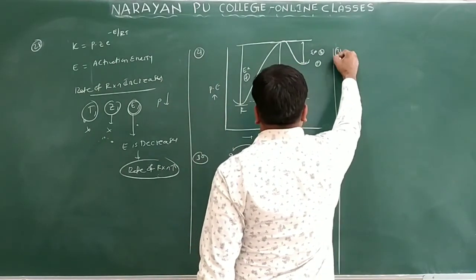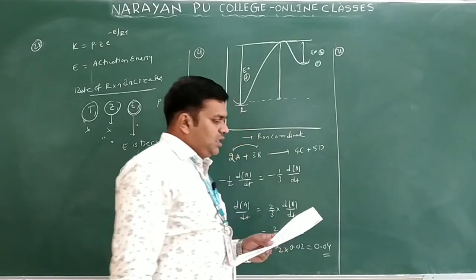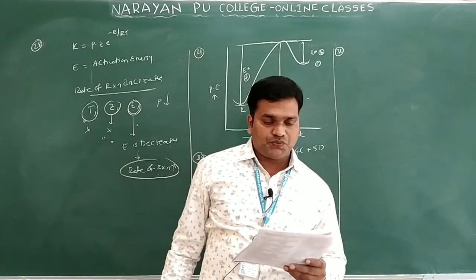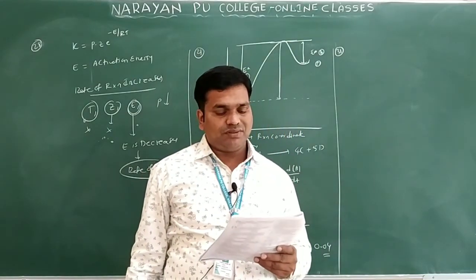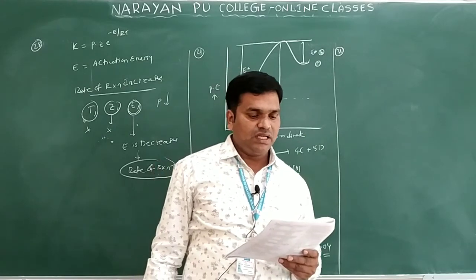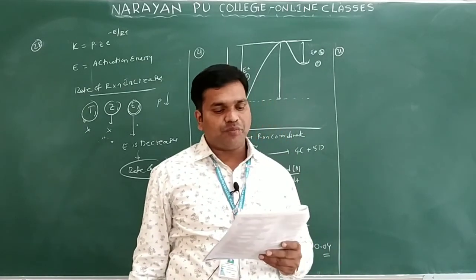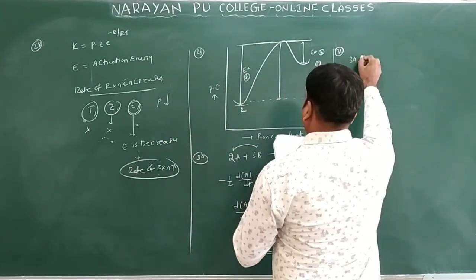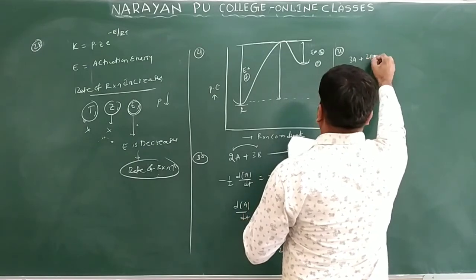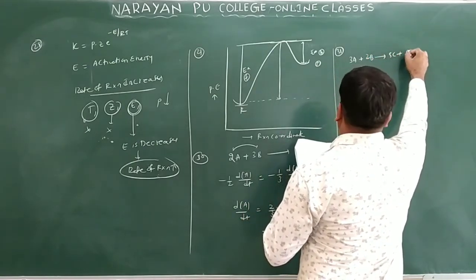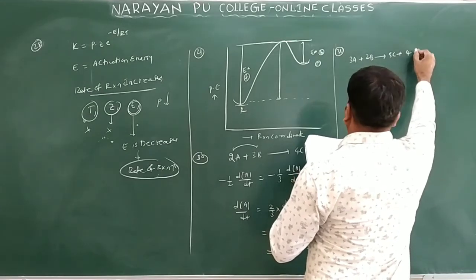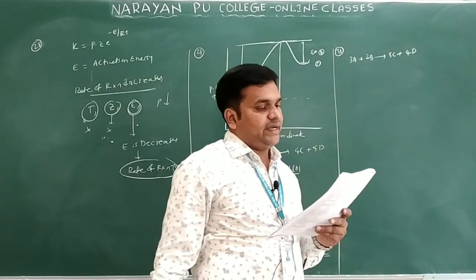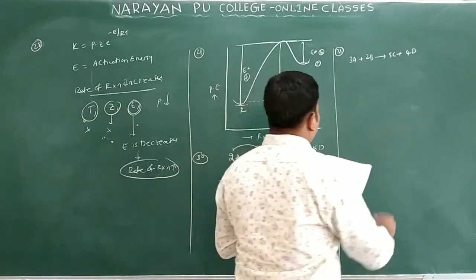Next, question number 31. In the following reaction 3A + 2B gives rise to 5C + 4D, the rate with respect to A is 3 atmosphere per second. Find out the rate of formation of C. What equation is given? 3A + 2B gives rise to 5C + 4D. The rate with respect to A is given as 3 atmosphere per second. Find out the rate of formation of which one? They are asking for C.